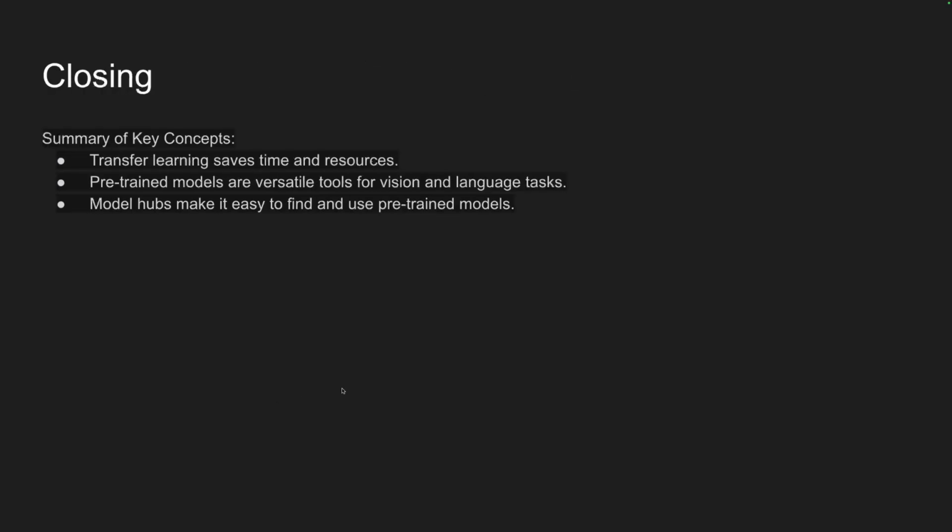And there you have it. We've covered transfer learning, pre-trained models for vision and language, and how to find and use them effectively. I hope this gives you a solid foundation to start exploring these powerful tools. Remember, the world of machine learning is vast, but with pre-trained models, you don't have to start from scratch. Keep experimenting, keep learning, and most importantly, have fun with it.